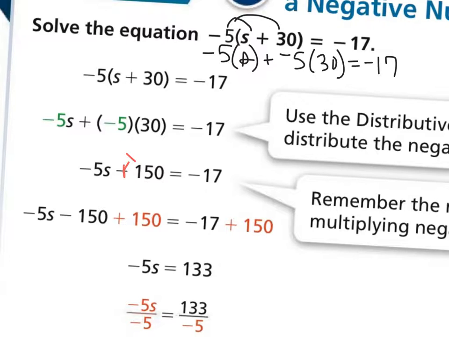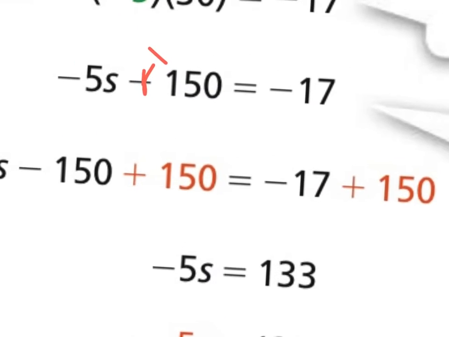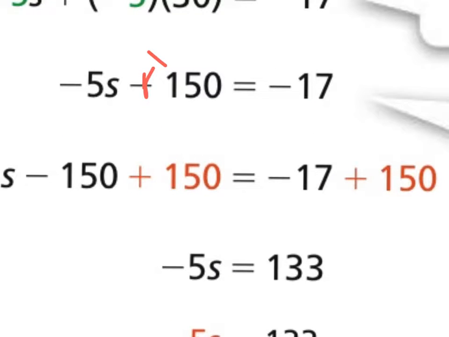If we have plus negative 150, we say we're adding negative 150. We subtract negative 150. What happens if we subtract a negative 150? We might want to add the opposite. So subtracting a negative 150 is actually the same thing as adding a positive 150 if we add the opposite there. So adding a positive 150.